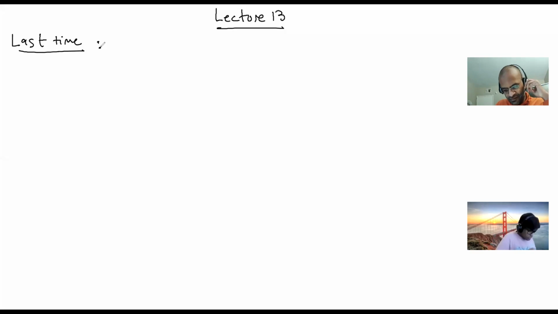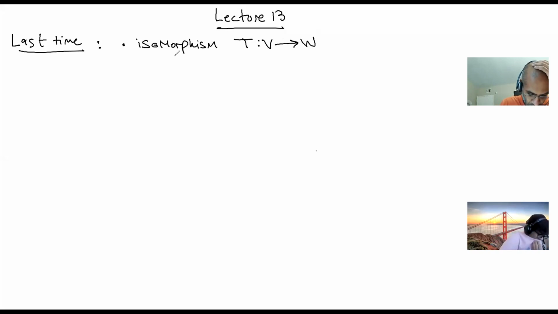So last time we discussed a number of very important concepts that are quite central to what we're going to be doing throughout the course. We said what an isomorphism is. Let me just remind you that's a linear transformation between two vector spaces that is one-to-one and onto.